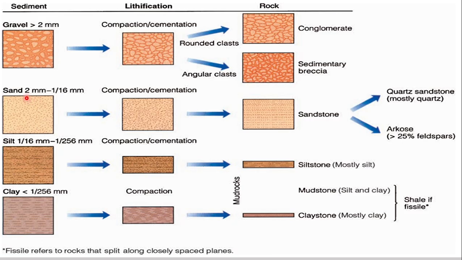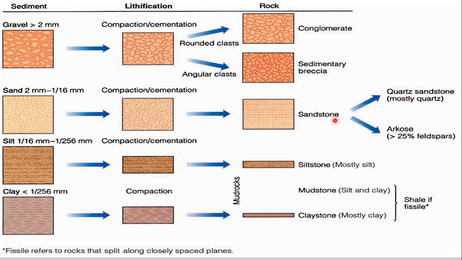Now second, if particle size is 2 mm to 1/16 mm, then this size is known as sand. This is the sand size. After the compaction and cementation of this sand, sandstone will form. Sandstone is also divided on the basis of composition. If all the sand grains are quartz, then this rock will be known as quartz sandstone, because most of the sediments are quartz.